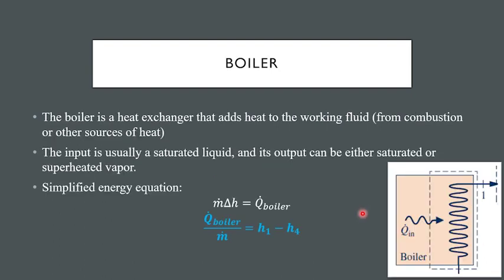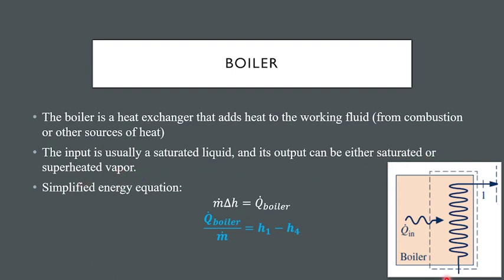And finally, we have the boiler. The boiler is also a heat exchanger that adds heat to the working fluid. And the heat that is being added to our working fluid comes from combustion, such as for coal and diesel power plants and other sources of heat. The input is usually a saturated liquid. This is what comes out of the pump, and its output can either be saturated or superheated vapor.